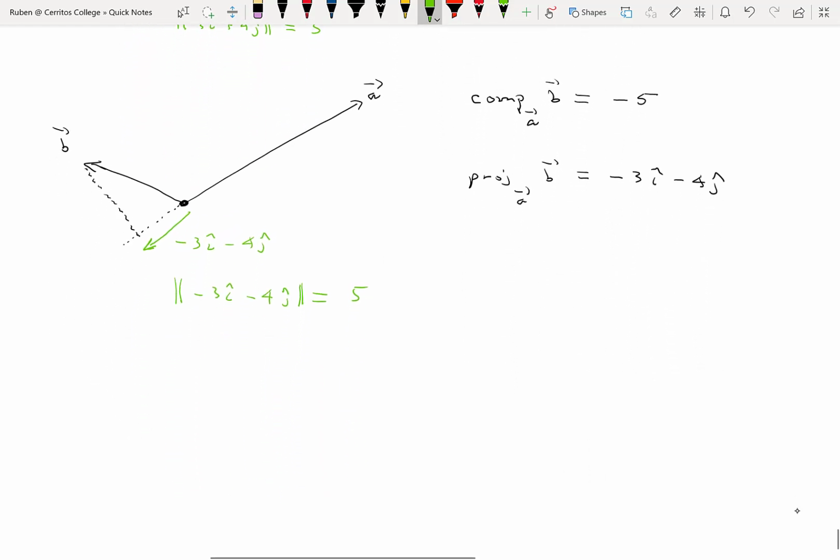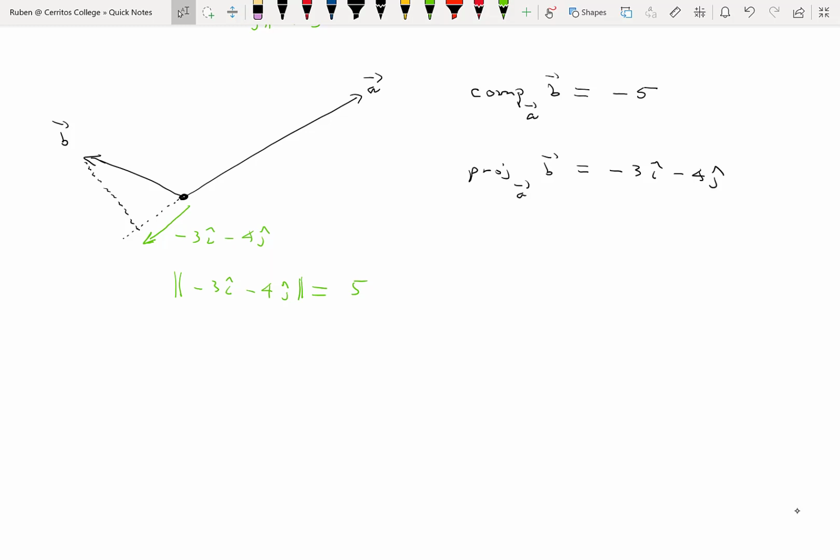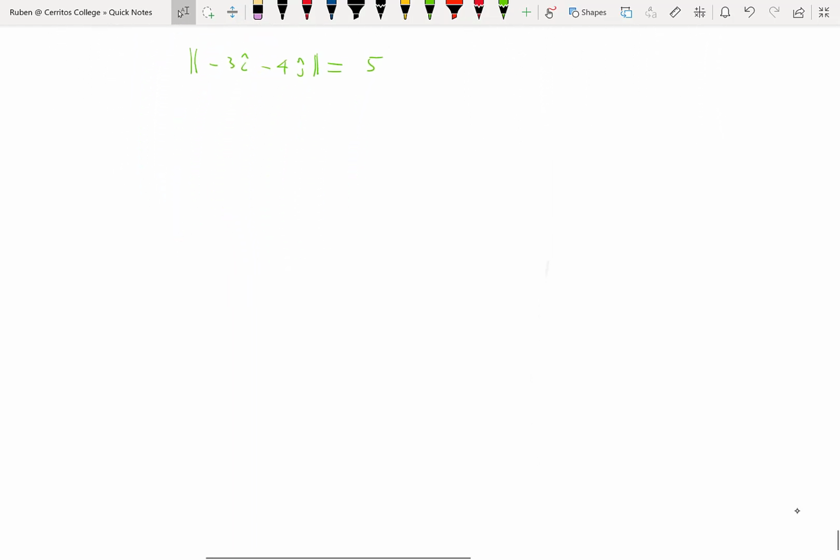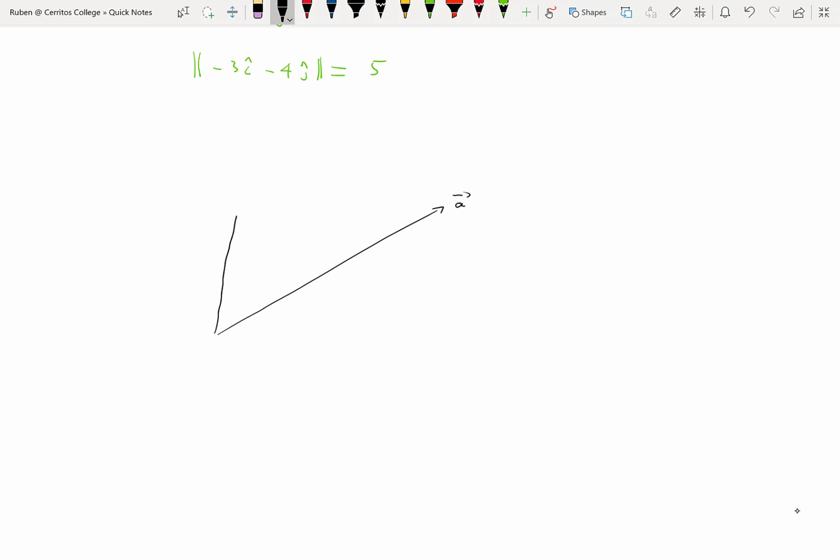Okay. So I want a nice formula for both the projection and the component. That's what I'm going to develop for you right now. So here's a vector A. Here is B.